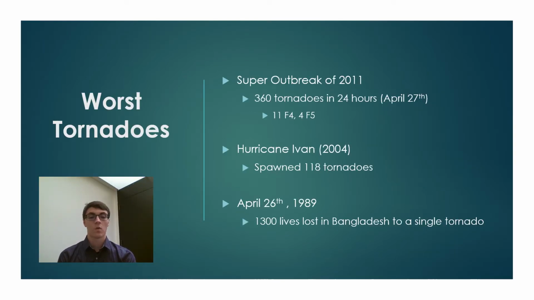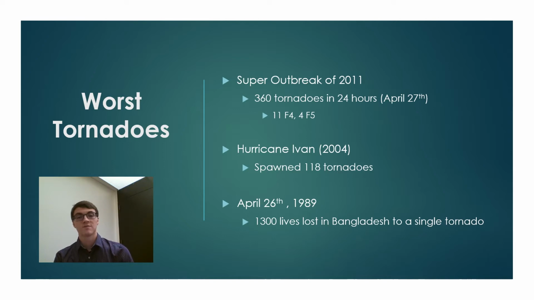So, worst tornadoes of all time. It's hard to really rank them because there are many tornadoes that even go unchecked. They touch the ground for just a few seconds or a minute or two, and we don't know they exist. But some of the more popular ones are in 2011. It's called the Super Outbreak. It happened on April 27th, which is also my birthday.